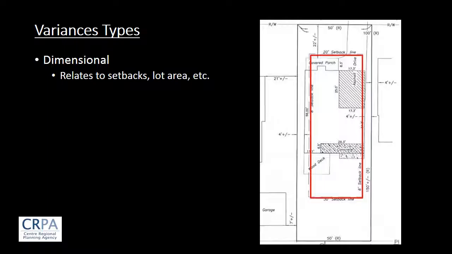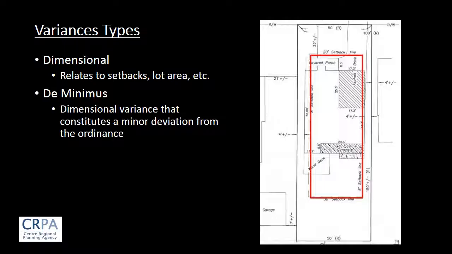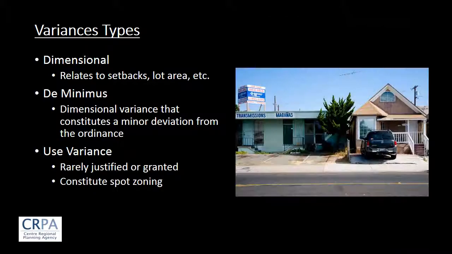There are several types of variances that can be requested, the most common of which is dimensional variance. Dimensional variances relate to the size of the property, setbacks, coverages, etc. A de minimis variance is a variance that deviates minimally from the ordinance. For example, a person requesting a variance of 6 inches may be given a de minimis variance because for the most part the ordinance is still being preserved.